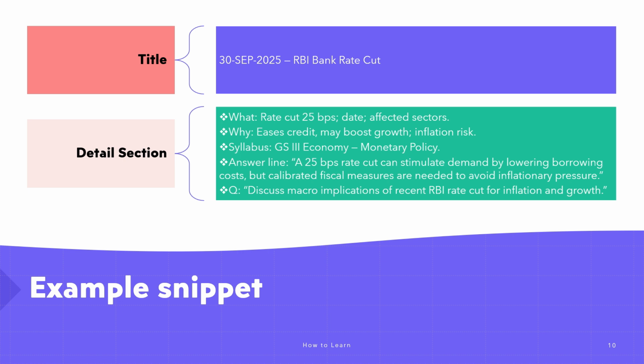RBI Bank Rate Cut. What? Rate cut 25 bps, date, affected sectors. Why? Eases credit, may boost growth, inflation risk. Syllabus: GS3 Economy Monetary Policy. Answer line: A 25 bps rate cut can stimulate demand by lowering borrowing costs, but calibrated fiscal measures are needed to avoid inflationary pressure. Question: Discuss macro implications of recent RBI rate cut for inflation and growth.